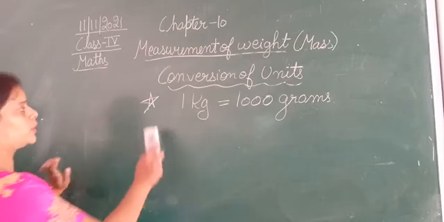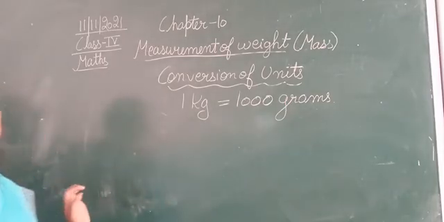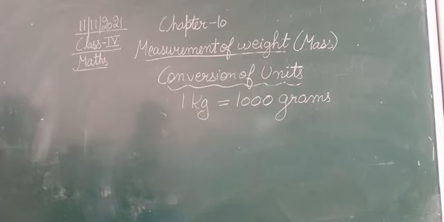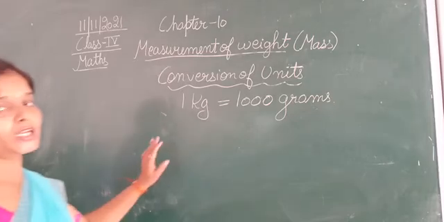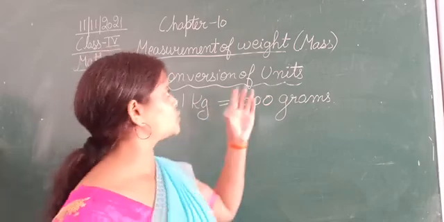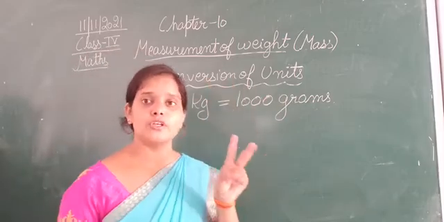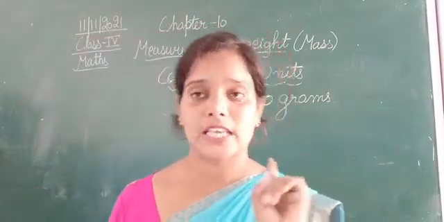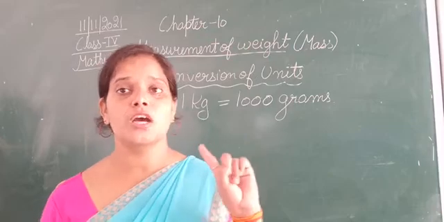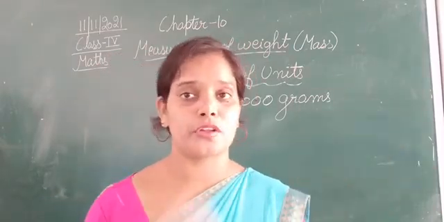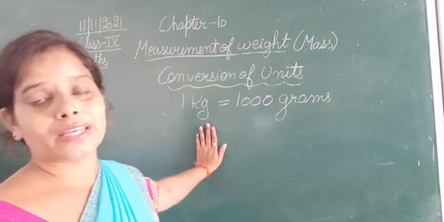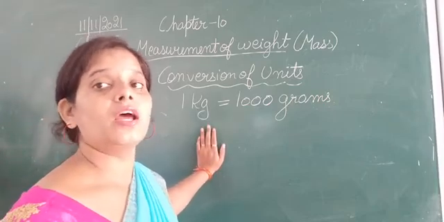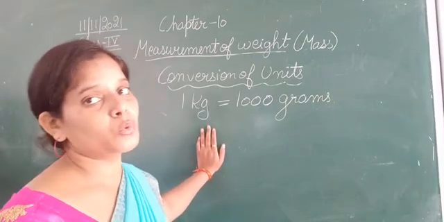This is the most important one: 1 kg is equal to 1000 grams. You must write it in your notebook. Before starting with the topic, you need to write both the standard units of measurement of weight or mass, that is kg and gram, and for converting any unit, bigger into smaller and smaller into bigger, you need to know this: 1 kg is equal to 1000 grams, or vice versa, 1000 grams is equal to 1 kg.